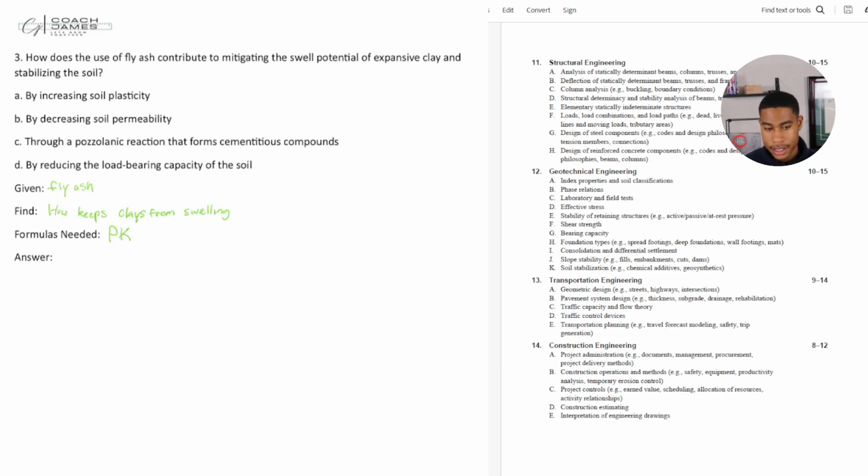It reduces the plasticity. So fly ash alters the plasticity characteristics of clay soil, reducing their plastic index. And this can make the soil less prone to volume changes, right? Don't want volume changes, which again minimizes the potential for swelling and shrinkage. So these are things that I researched, things that you do need to have some prior knowledge of, how fly ash, these different materials can help with soil, right?